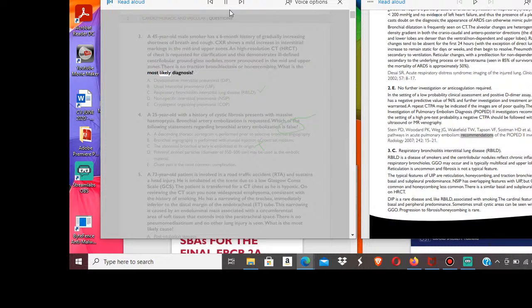What is the most likely diagnosis? A. Desquamative interstitial pneumonia, DIP. B. Usual interstitial pneumonia, UIP. C. Respiratory bronchiolitis interstitial lung disease, RBILD. D. Nonspecific interstitial pneumonia, NSIP.